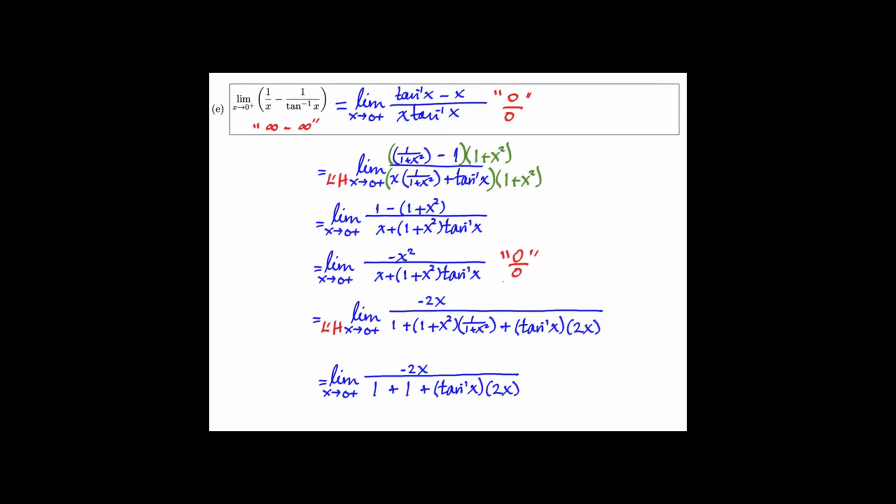And now let's see if we can plug in 0. If we plug in 0 on the top, we get 0. In the bottom, we get 2 plus 0. So this works. So we can say this limit is equal to 0 over 2, or just 0. And that's it. So we had to do L'Hopital's rule twice, but first we had to put it into a quotient of the proper indeterminate type. And then we had a lot of algebra to do. All right, have fun. And I'll see you in the next video.